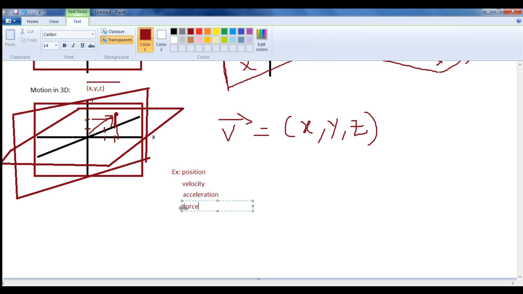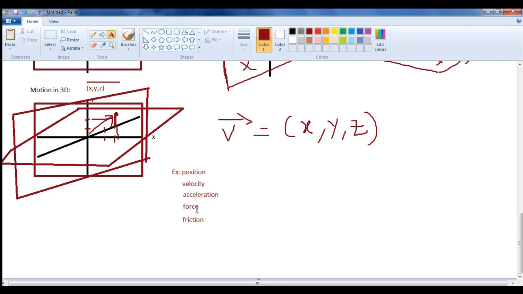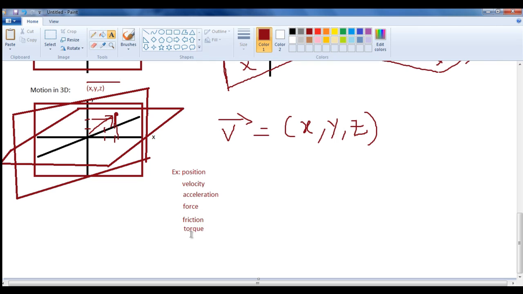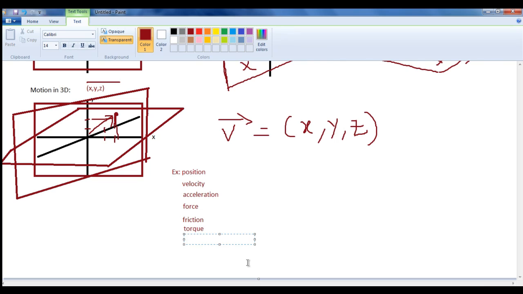Then force is a vector. Then other vectors are there like friction, friction in x, friction in y, friction in z, force in x, force in y, force in z. Acceleration in x, acceleration in y, acceleration in z, velocity in x, velocity in y, velocity in z, position in x, position in y, position in z, and torque, T-O-R-Q-E. Torque is a kind of force, rotational force we say, and that is also a vector we represent.